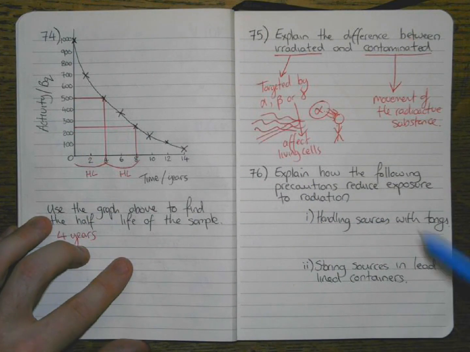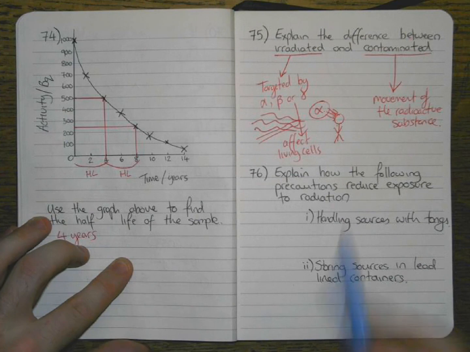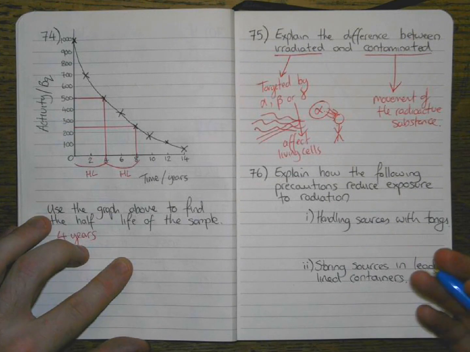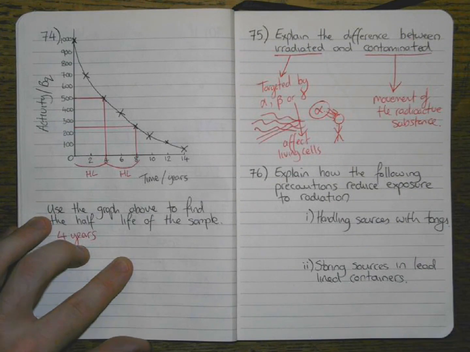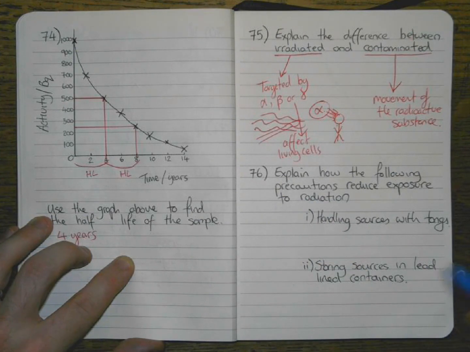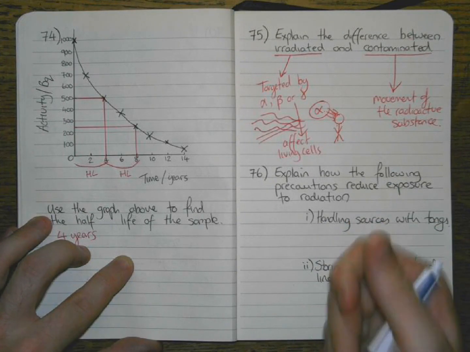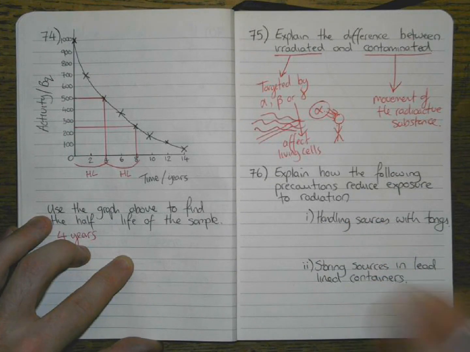Finally, explain how the following precautions reduce exposure to radiation. Exposure means how much you're basically being affected by it. So how do you reduce the danger of radioactive substances? And precautions is about what you do to reduce it, to make it more safe. So why do we handle sources with tongs? Often we'll actually have long metal tongs and the radioactive source will be at the end. Why do we do that?